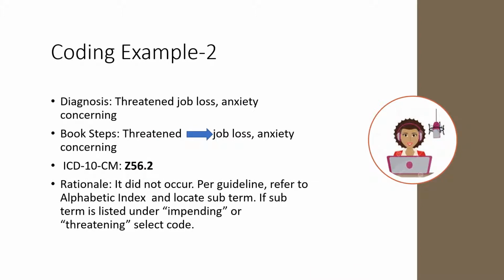So in coding example number 2, the patient was diagnosed with threatened job loss and anxiety concerning. So in our book steps, we're going to go to threaten, and then we're going to look for the subterm job loss, anxiety concerning. And once we locate the subterm, our ICD-10-CM diagnosis code is Z56.2. And again, our rationale is it did not occur, but per the guideline, we're to refer to the alphabetic index and locate the subterm. If the subterm is listed under the impending or threatening section, we are to select that code.